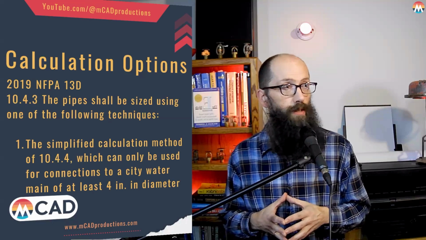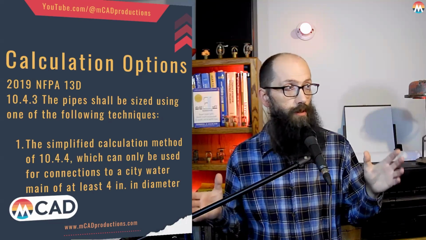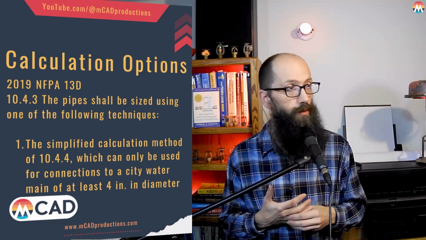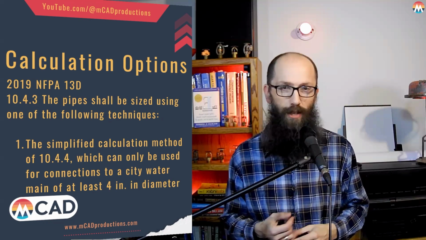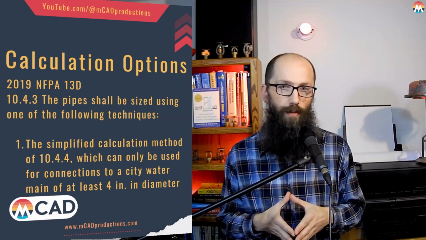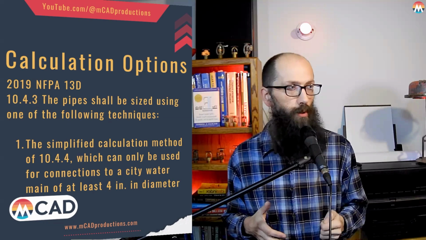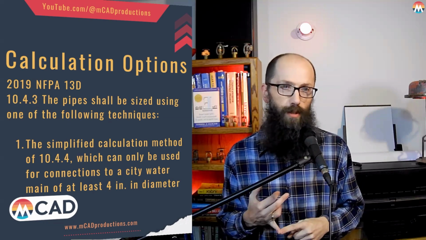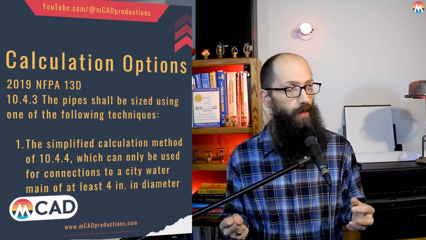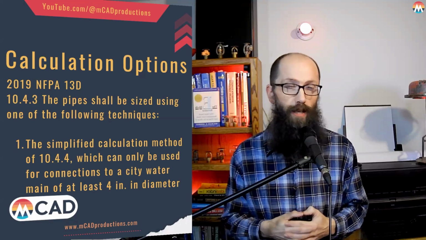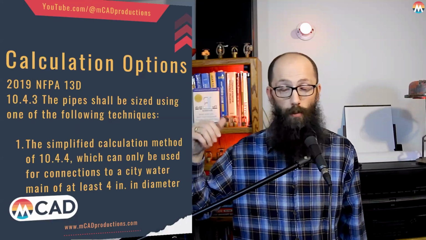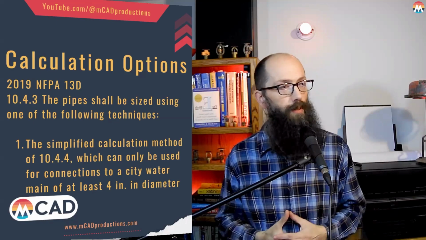But in 2019, 10.4.3, it says that pipes shall be sized using one of the following techniques. And so there's 4 of them. We're going to be going through some of them. I'm going to try and go faster than I am. I know I tend to give too much detail. We got a lot of slides tonight, but there's a simplified calculation method of 10.4.4, and it's basically, what is the word? It's going to come to me, but instead of using a calc program, there's some charts in the book, and prescriptive, that's the word. It's a prescriptive method.